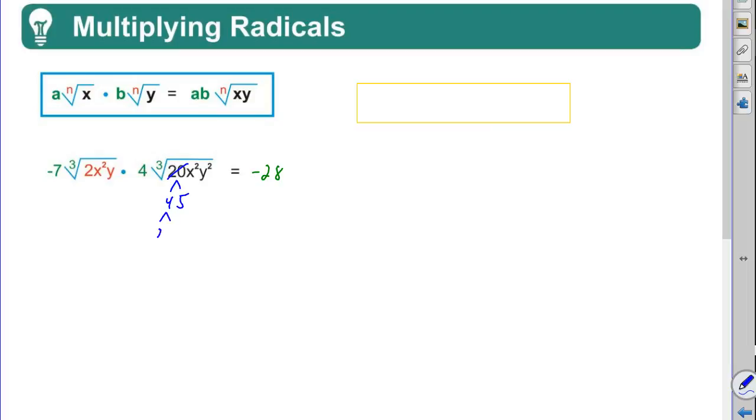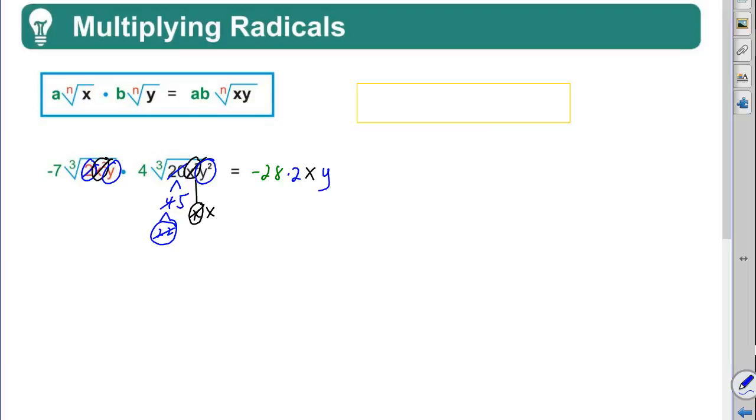Again, I usually don't go this far, but just to be clear, look at that. There's 3 2s. I'm getting a 2 out. So this negative 28 is going to be times a 2. What about my variables here? Look at my x's. I have 2 here and 2 here. So let's split this one up into x times x. Now I can take the 3 x's and take the cube root and get an x out. Look at my y's. 1 y there and 2 more there. For 3 of them, the cube root of y cubed is y.